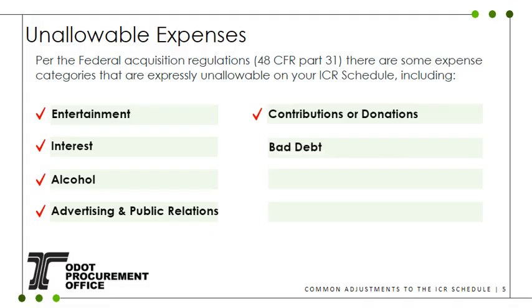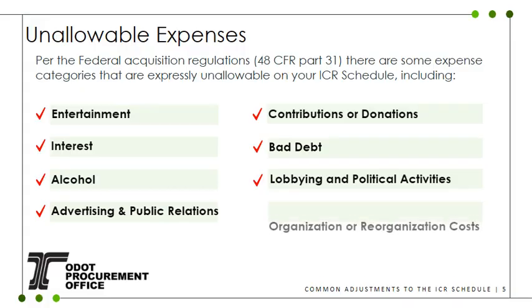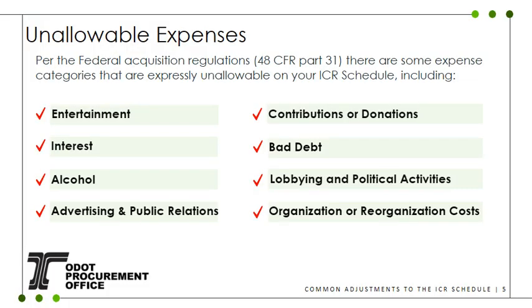Bad debt is also an unallowable expense, to include any losses from uncollected accounts receivable, collection fees, legal expenses, and any directly associated costs. Lobbying and political activities are considered unallowable expenses. Anything that influences the outcome of elections or legislation, and any portion of organization dues used for lobbying and advocacy, are considered unallowable. If you have any organization or reorganization costs, they are also considered unallowable. This will include any planning, attorney fees, or labor for executing mergers and acquisitions, or raising capital.